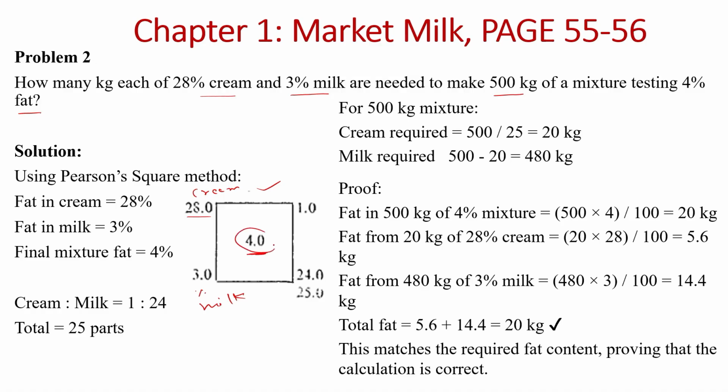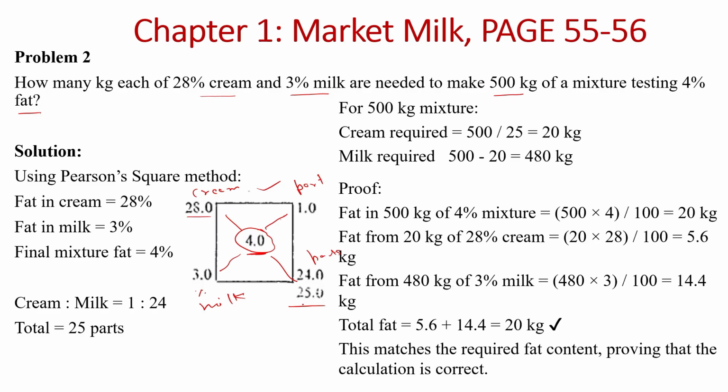For the desired level of fat percentage we'll write 4 in the middle, and again subtract the smaller number from the larger number. We have 28 minus 4, here 24, and 4 minus 3, here it is 1. So 1 part of 28% cream and 24 parts of 3% milk are to be mixed to have a total of 25 parts of the mixture. This total of 25 parts corresponds to the 500 kg.